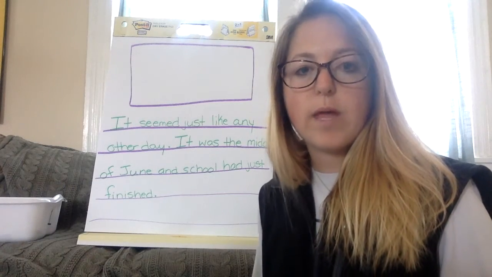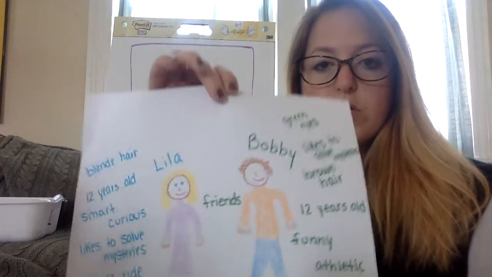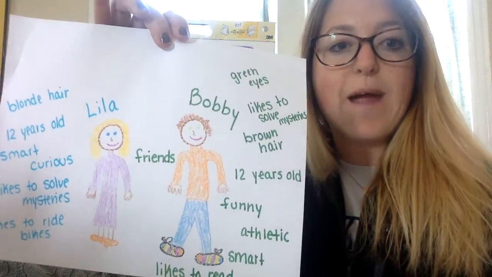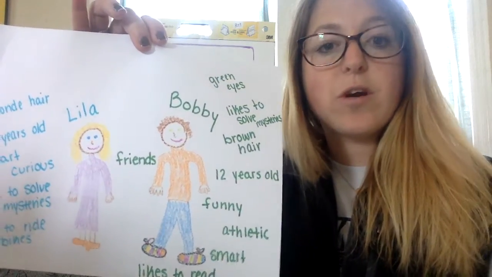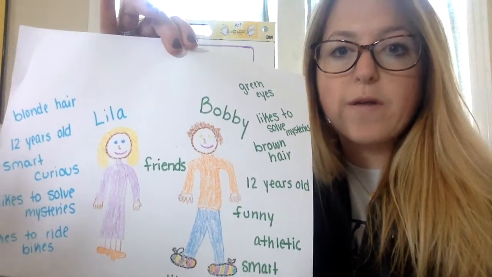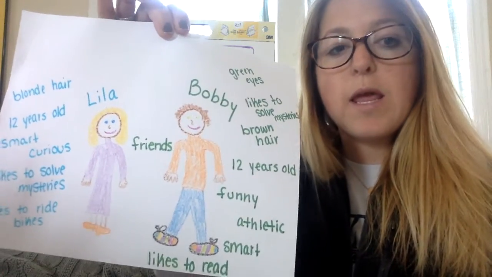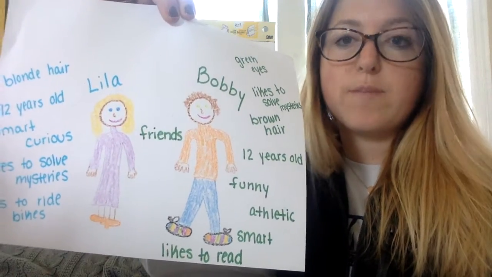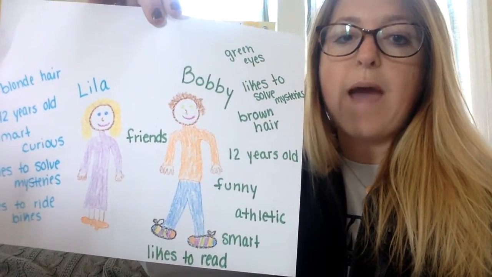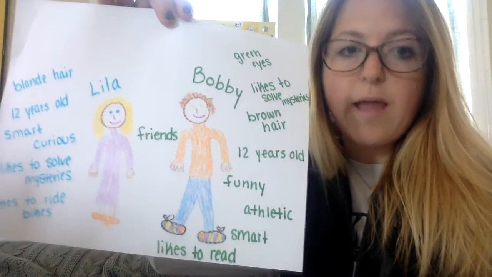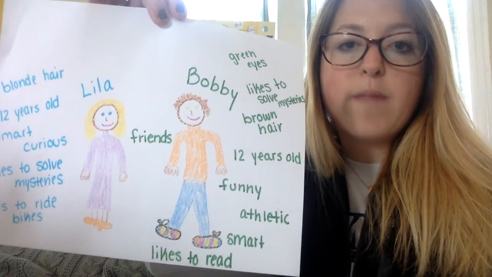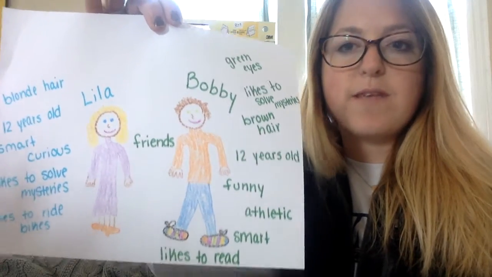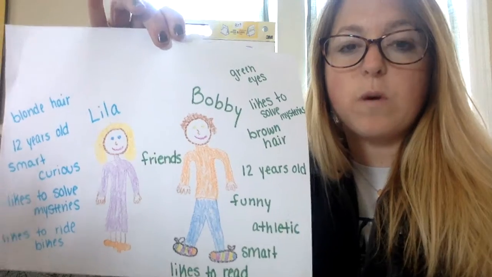On Monday, we created our characters. So, you should have your characters created. I have Bobby and Lila, and I described them. I described their internal characteristics, or how they are on the inside. They're funny, they're athletic, they're curious, they're smart, and then I described them on the outside. So Bobby has brown hair, Lila has blonde hair, they're 12 years old, Bobby has green eyes, types of things like that to help me when I'm describing them in my story.